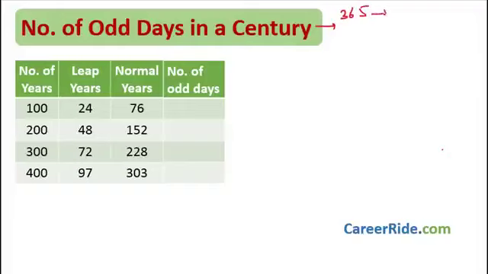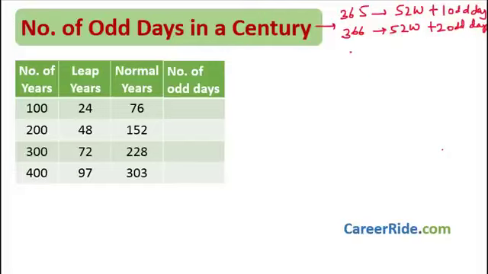that is, if it is a normal year, it will have complete 52 weeks plus 1 extra day, which we'll call 1 odd day, right? And if it is a leap year with 366 days, in that case it would become 52 weeks plus 2 odd days, right? 2 extra days we will have in this case. This we have already seen.